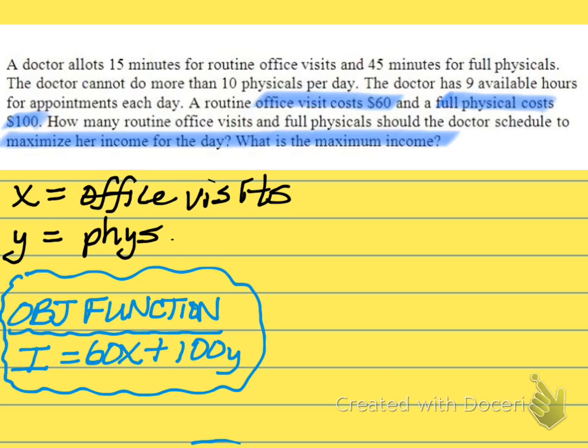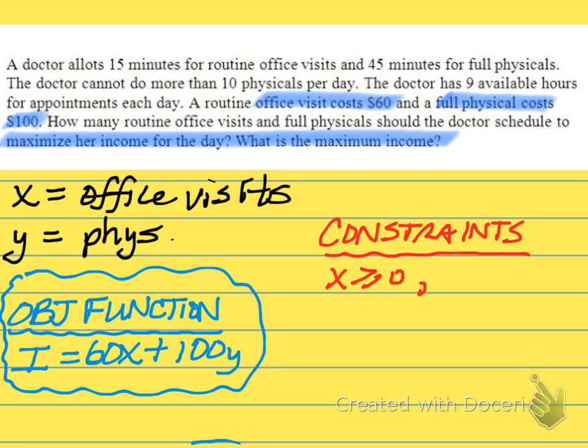Now the next thing I want to do is find my constraints. What are the other things in the problem that I have to take into account? So let's come up with a list of constraints here. First of all, we aren't going to have negative office visits or physicals, right? So we're going to say that both x is greater than or equal to 0 and y is greater than or equal to 0.